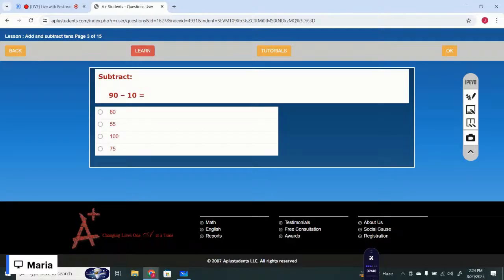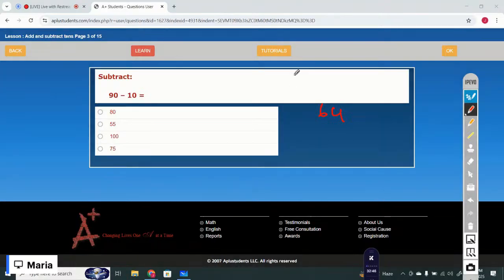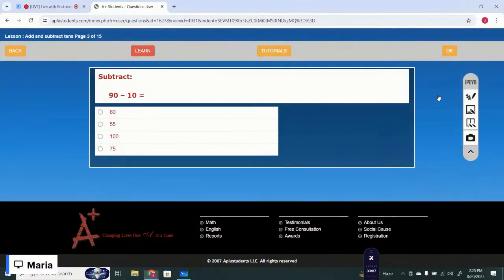Ninety take away 10. 0 minus 0 is 0 and 9 minus 1 is 8. So 80 is option number 1, the correct option. That is 80. Option 1 is the correct option.